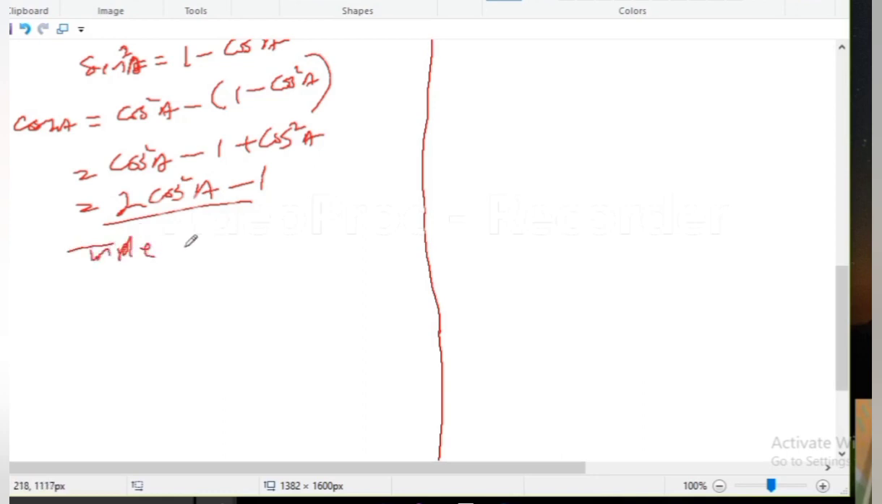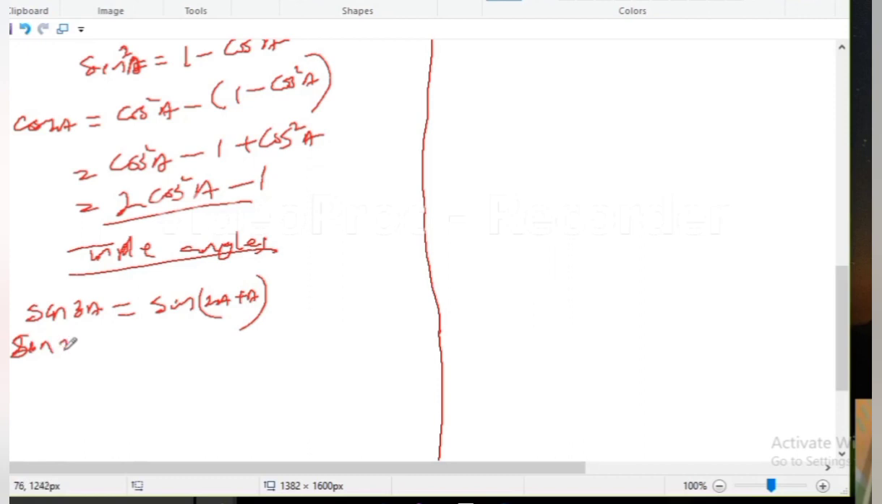Triple angles. Like triple angle, let's look at sine 3A. If you want to express sine 3A, this can simply give you sine of 2A plus A. So you can express it like this. Then you apply the formula as it is.